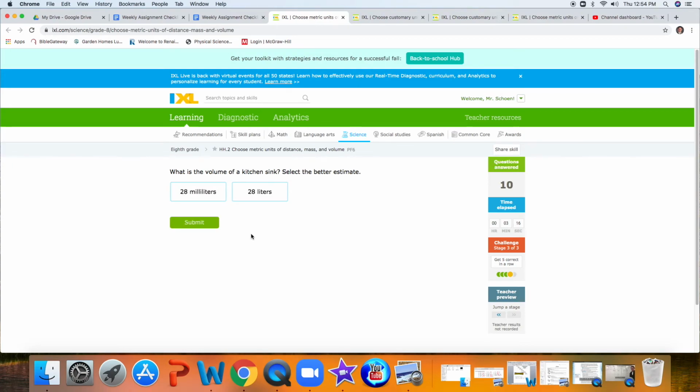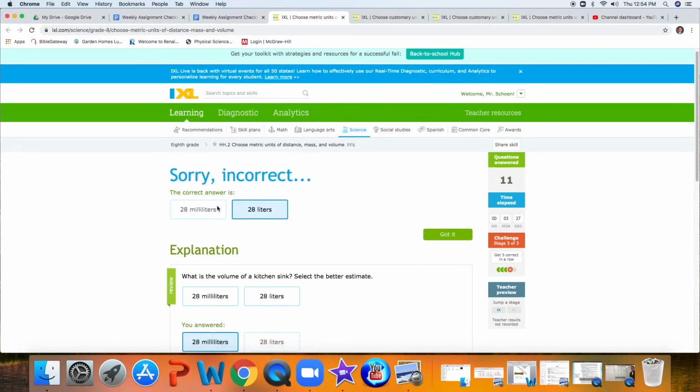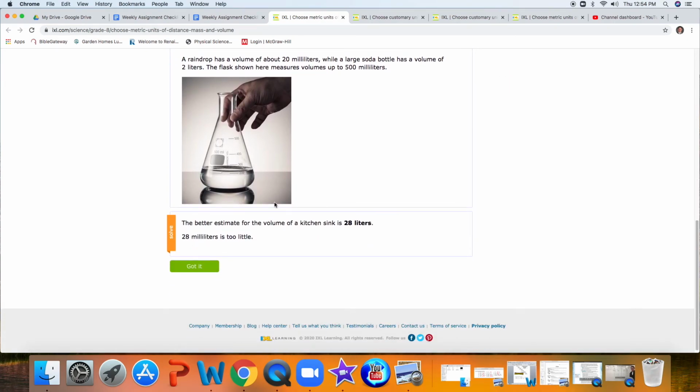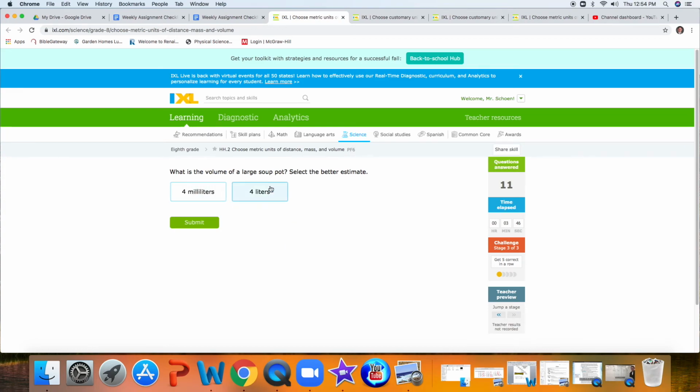What happens if I get one wrong? It's going to tell me what it is that I did wrong and help me to think about it in a bit different way. I'm going to get this one wrong. What's the volume of a kitchen sink? Well, I'm going to pick one that's way too small, and sorry, that's incorrect. They're going to give me an explanation. It then tells me again what is volume, the difference between milliliters and liters, that conversion rate that we've practiced with in our previous 2 lessons to understand that. And now it's going to help me to say, well, here's a better way to make that estimation and solve that correctly. Got it, and I'm back into trying to get those problems and answers correct.